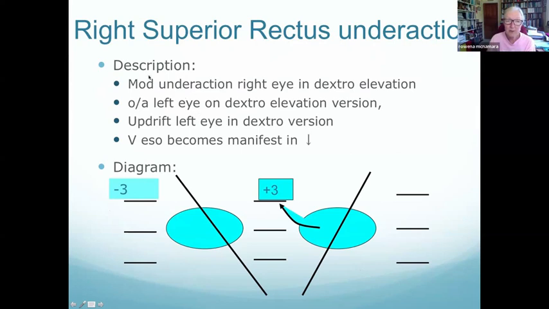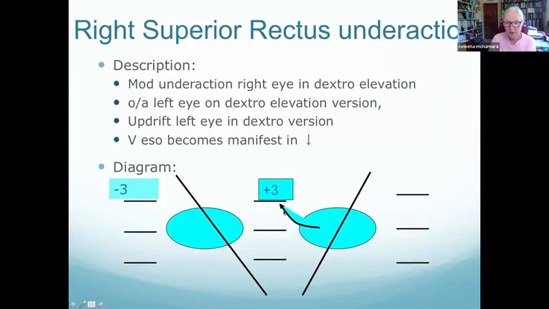You can actually describe the muscle underactions if you want to use English words, if you want to use abbreviations. But on the whole, most people find drawing diagrams quicker and easier, and you can then pass the information from one colleague to the next and understand what you're meaning. So a description here of moderate underaction of the right eye on dextro elevation. Instead of that sentence, we've just put -3 in the area of the action of the right superior rectus. The second sentence, overaction of the left eye in dextro elevation, is again looking up in the area of the inferior oblique. So we've got overaction and we've put +3.